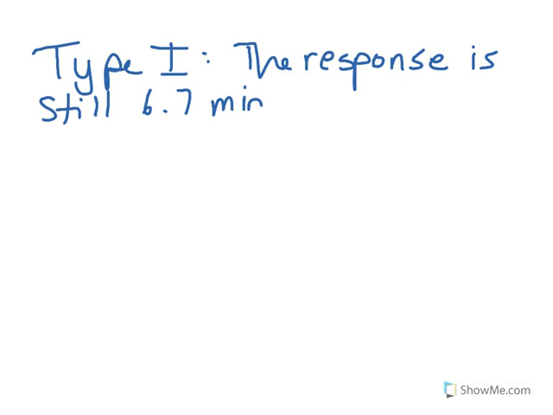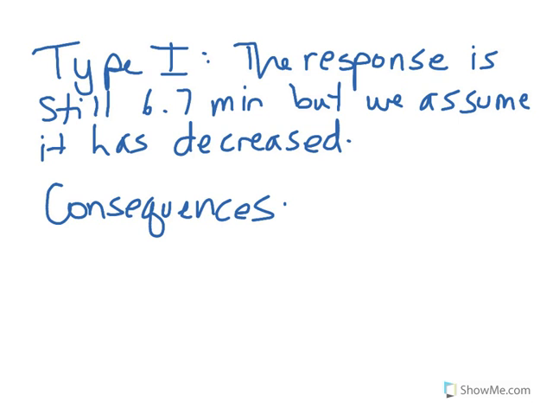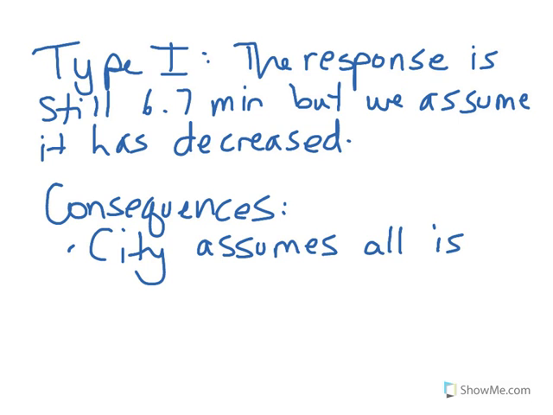But we assume it has decreased. That's what type 1 error would indicate in this particular case. And we want to think about what would the consequences of that be. The consequences could be that the city might assume all is well and takes no further action to improve on the paramedics' response times.